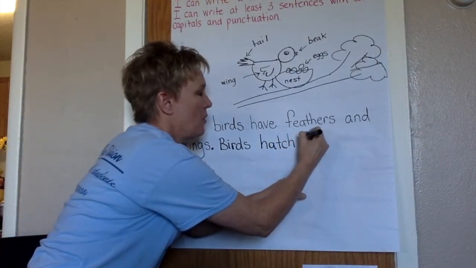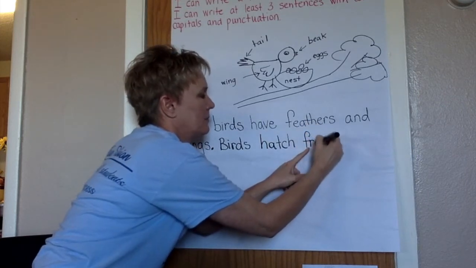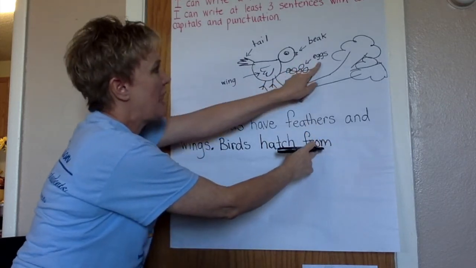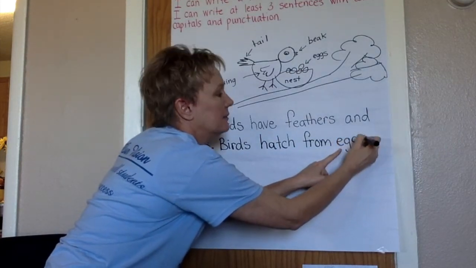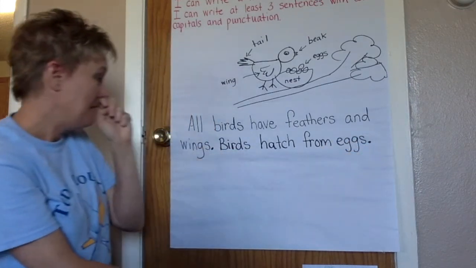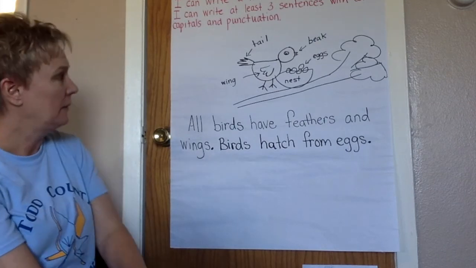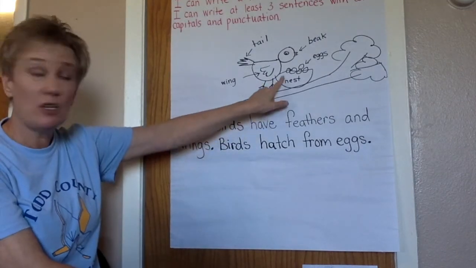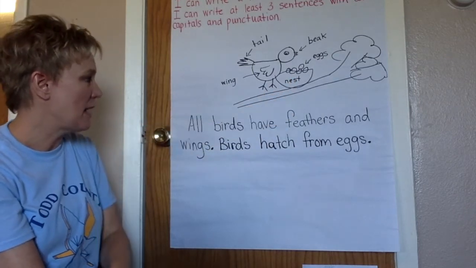Birds hatch from. That's a word that we know. Look on the word wall up there. From. And then we can use the word eggs from our picture. Hatch from eggs. Right, we don't want to forget that period. Okay? What's one more sentence that we can write about birds today? Okay, that's a good one. Most birds build nests. So let's write that.